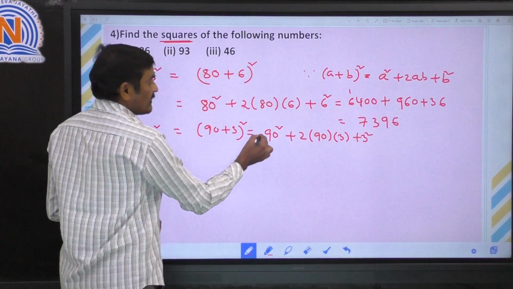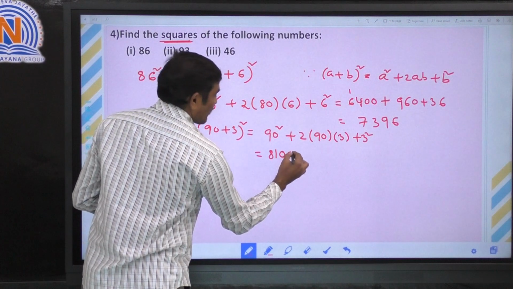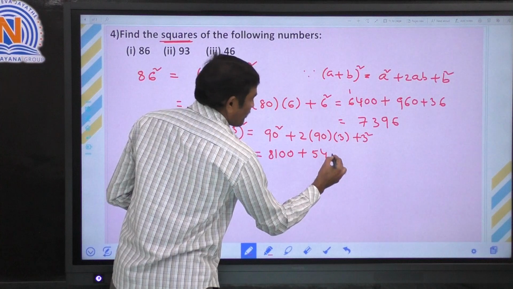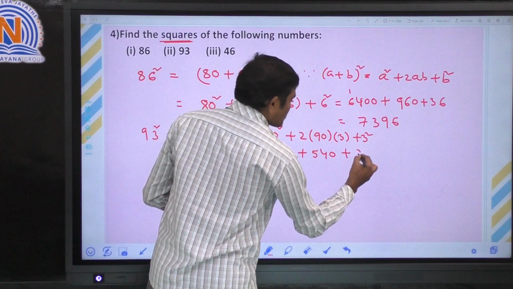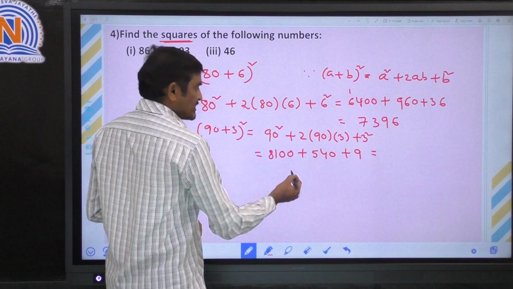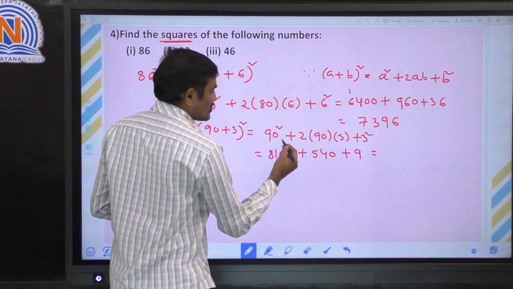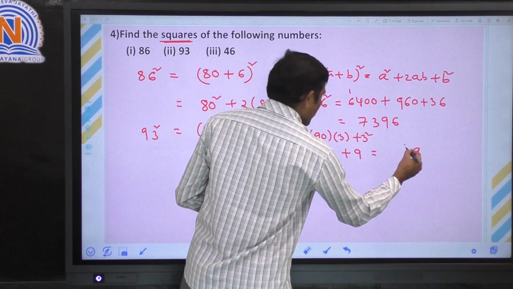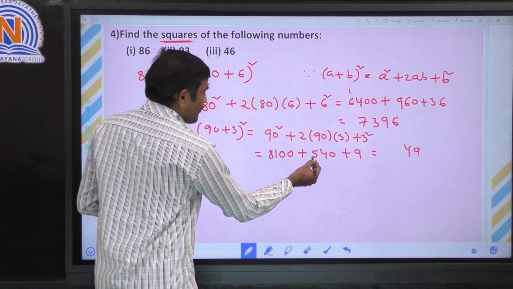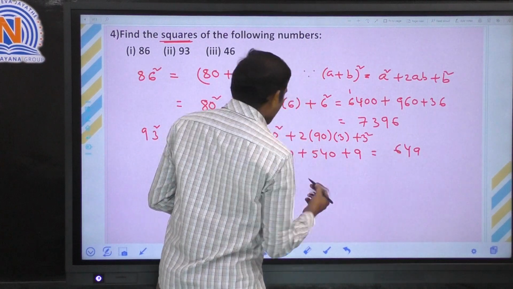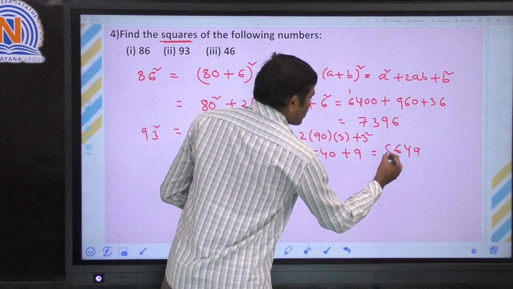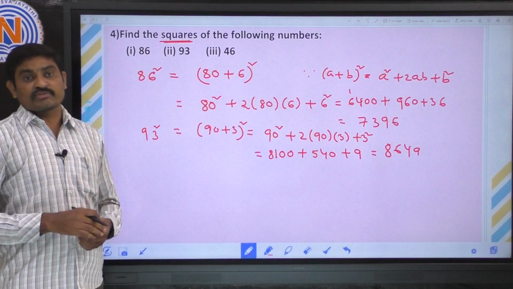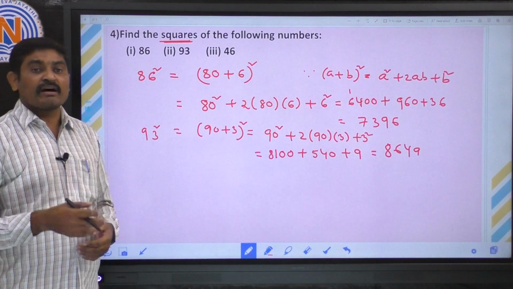So what can you write? 9 9s are 81, so 8100, plus 3 2s are 6, 6 9s are 54, so 540, plus 3 square is 9. Now the units digit is 9. Now the tens digit, 4 plus 0, 4 only. Now the hundreds place, 5 plus 1, 6. Now the thousands place, 8 only. So 8649. This is the square of 93. In this way we can find the square of 46.